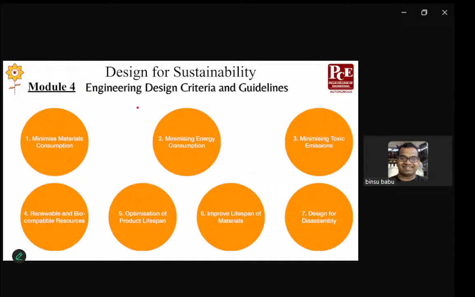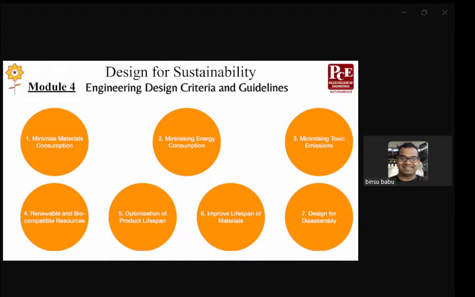Now, coming to the next module, that is module 4. In module 4, we are going to discuss the engineering design criteria and guidelines. Here we are going to see the different standard engineering design guidelines as per sustainability aspects, in which areas we have to think about sustainable factors. The first one is how you can minimize material consumption. Then we'll discuss how you can design components where the energy consumption is less. Then there is less toxic emission, making use of renewable and biocompatible resources to make a product.